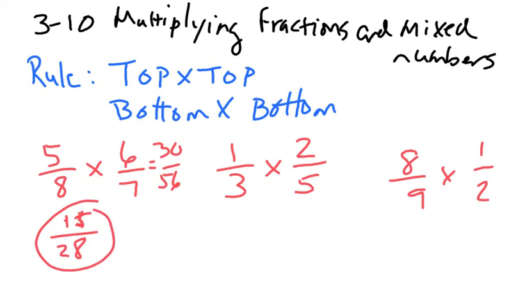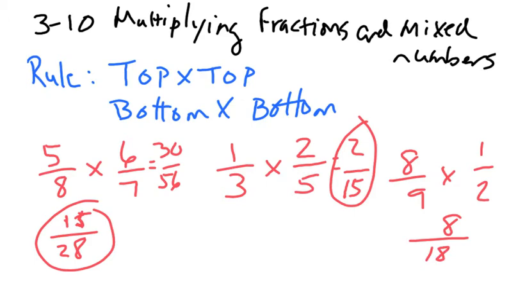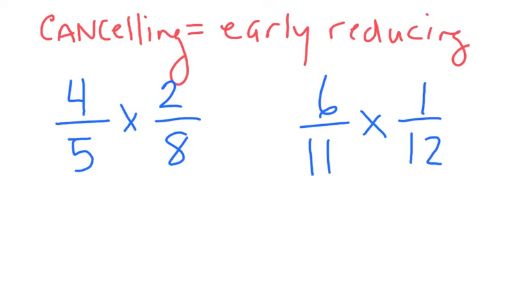Number 2. 1 times 2 is 2. 3 times 5 is 15. That one won't reduce at all. Number 3. 8 times 1 is 8. 9 times 2 is 18. Both of those divide by 2. So that's 4/9. That one reduces.